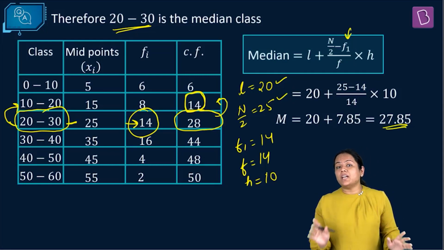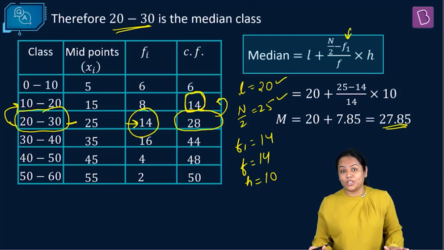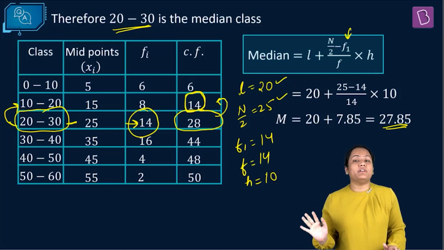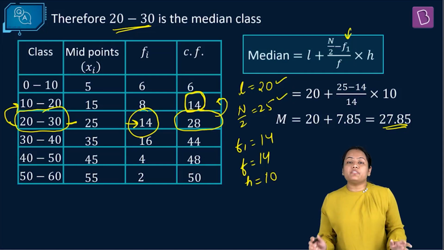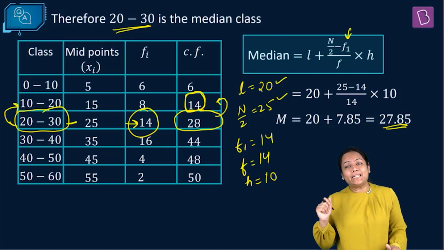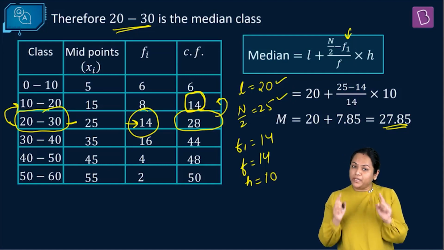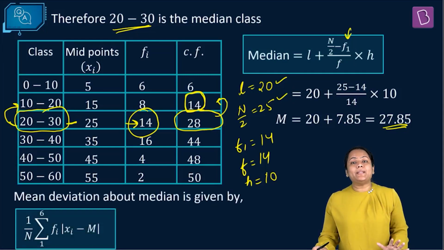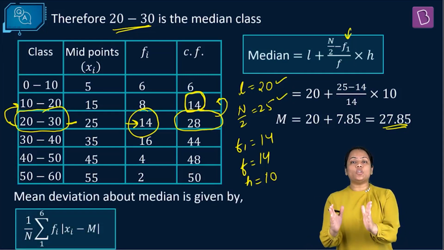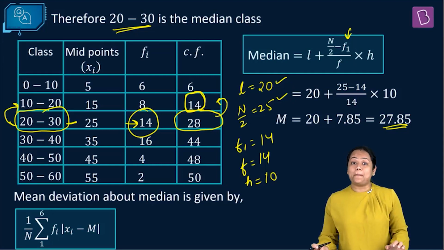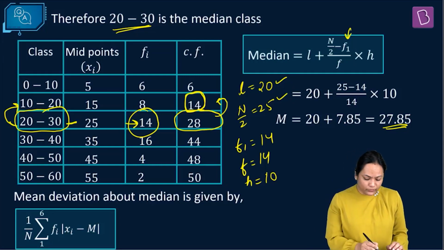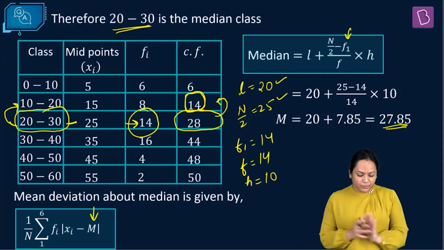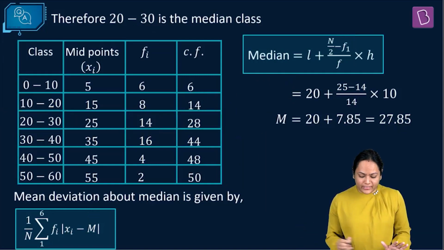Clear? Now, what have they asked? They have asked the mean deviation, right? Okay, so going to that part, we have to obviously write down the formula for mean deviation. So, what was the formula for mean deviation about median? Well, to find mean deviation about median, we are going to use this formula. It's 1 by n multiplied by summation of fi, and then you have to write modulus of xi minus median. In this case, we have to write median over here because we are going to find mean deviation about median. Clear? Perfect.